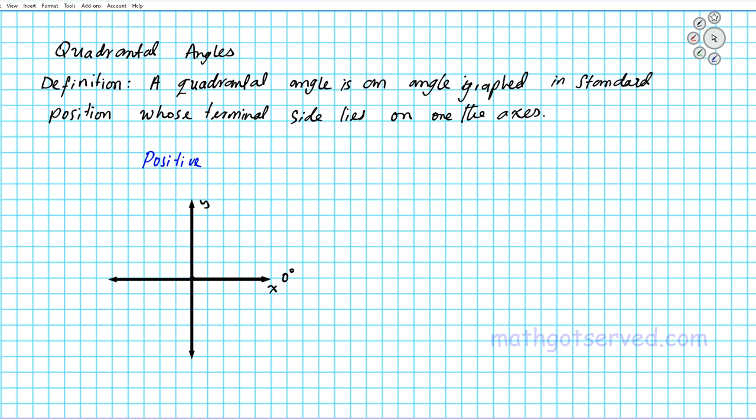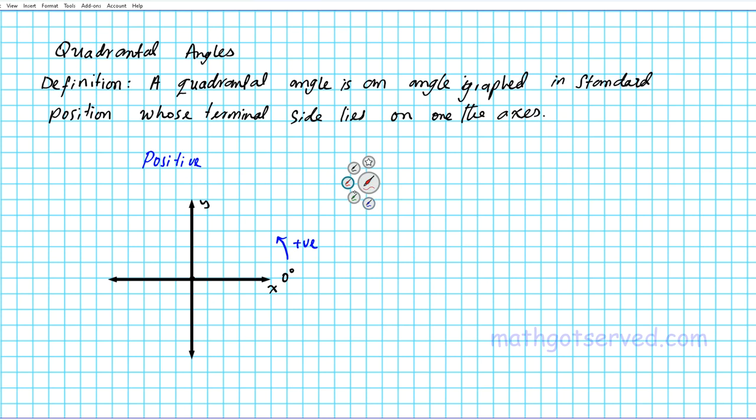Now we're going to draw the next one. If we rotate 90 degrees, it takes us to the next quadrantal angle. What you want to remember is that the direction of rotation impacts the sign. When you rotate counterclockwise, that's known as a positive rotational direction.